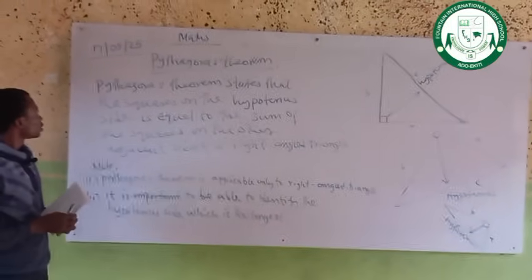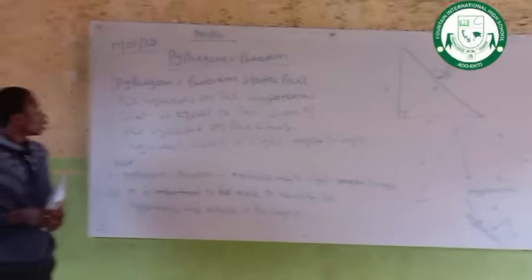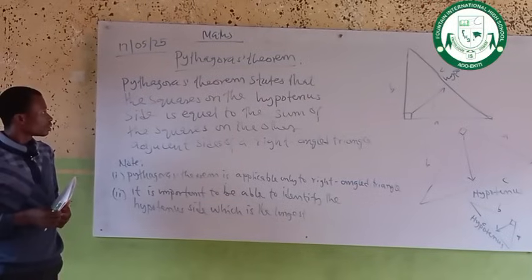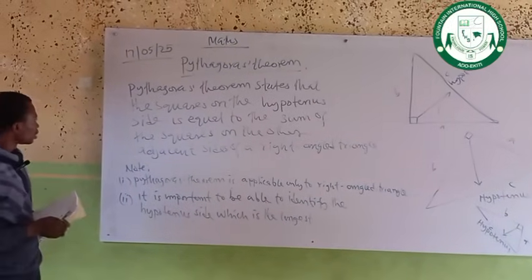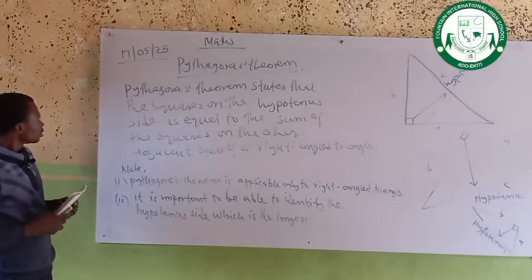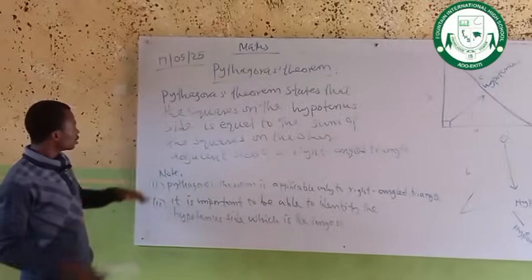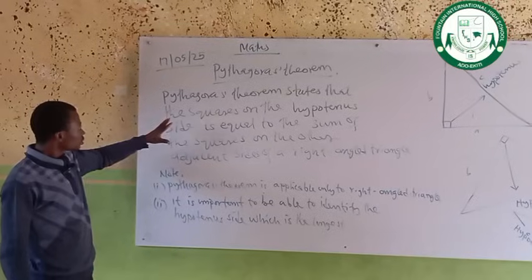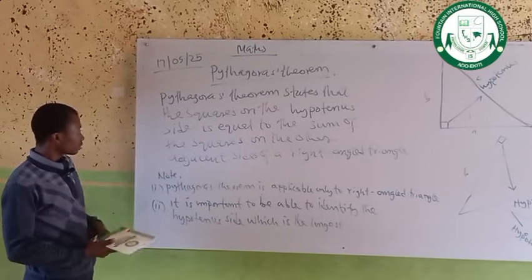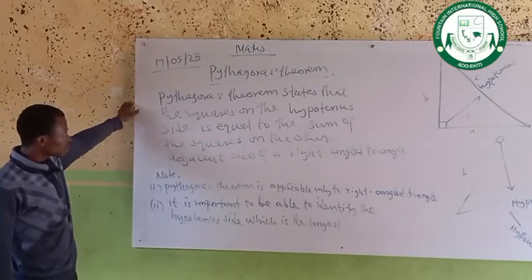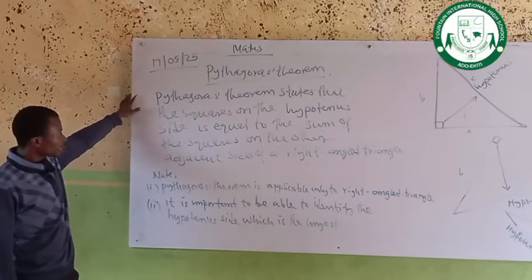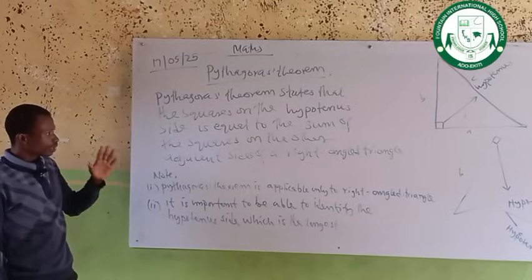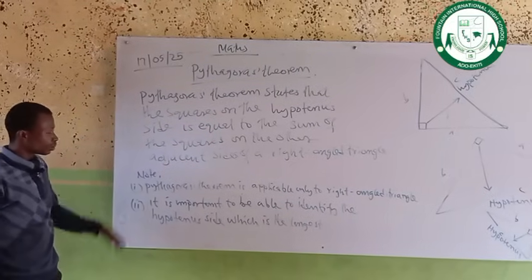Now we want to look at today's topic, and it's Pythagoras theorem. Looking at the board, you can see the theorem stated by Pythagoras, the mathematician that came up with this theorem. What is he talking about? It's all about a right angle triangle.